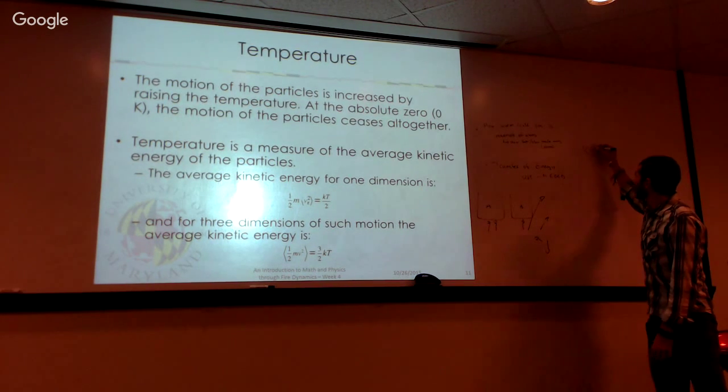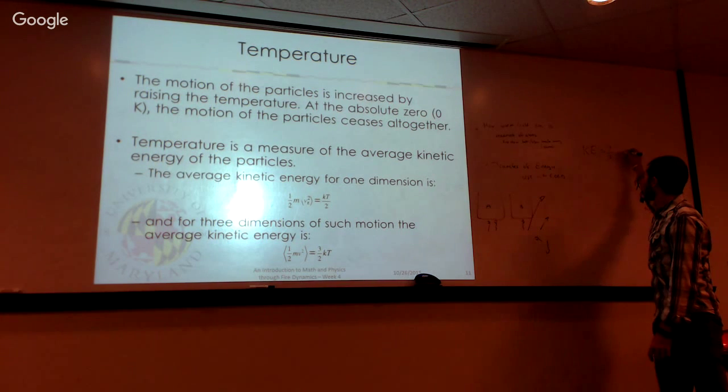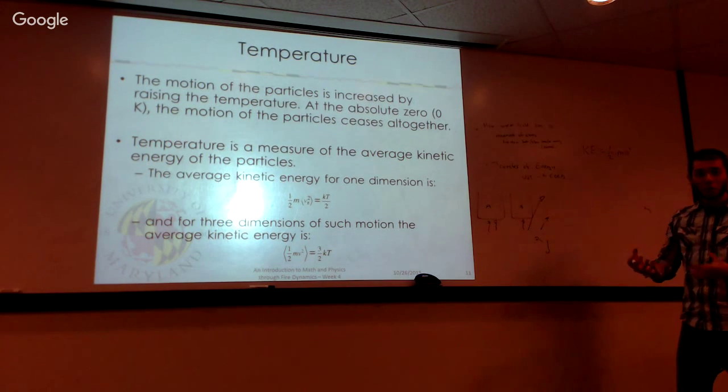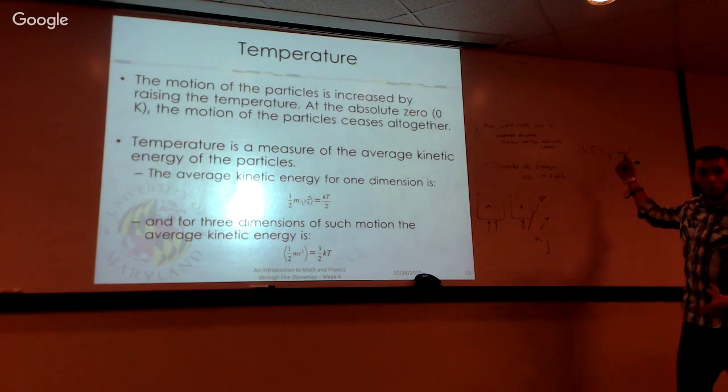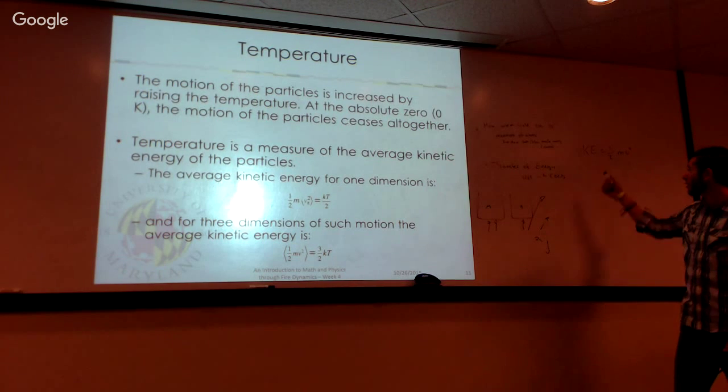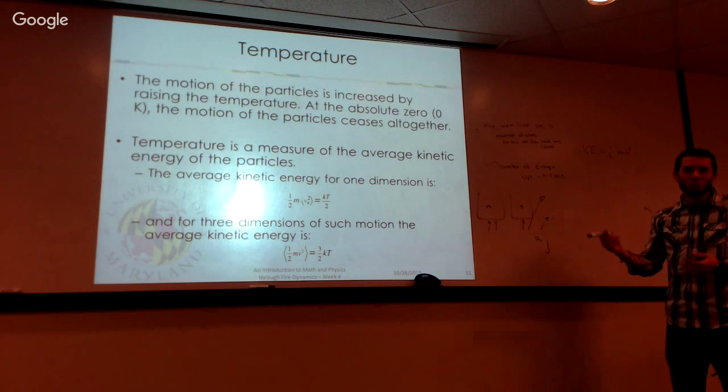Kinetic energy is equal to one half m v squared. Right? So we have a whole bunch of tiny particles moving around real fast. They have some amount of mass, they're moving at certain speeds, so they have some energy to them, right? For everyone else, this is true, but now you just know the math behind it.